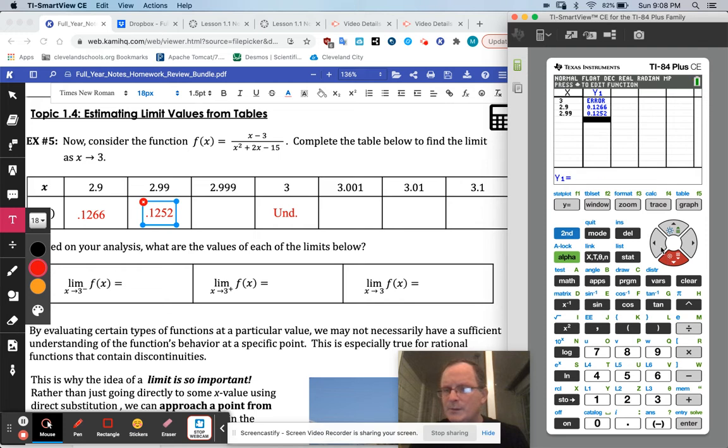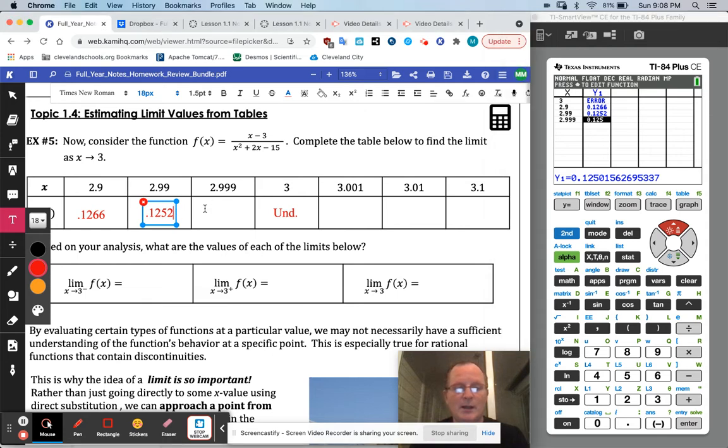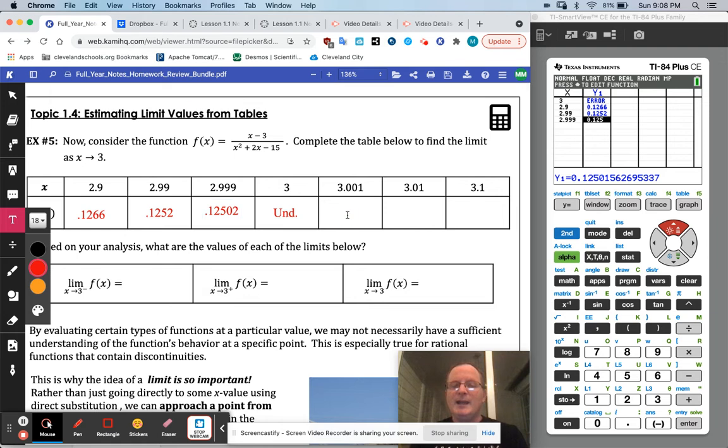So over here, let's go down. 2.999. Okay. I don't believe it's exactly that. Nah, but rounded to 4 decimal places it is. All right, so I might carry it a little bit further this time. 0.12502. Right? Okay.